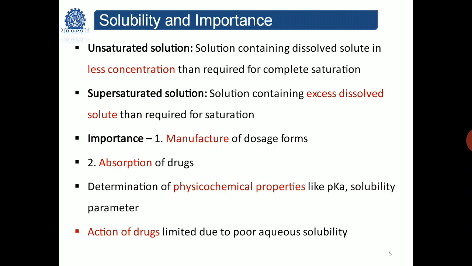The third type of solution is the supersaturated solution. In this case, the solute is present in excess quantity than required for saturation. Let us say 1 gram of solute is required for saturation. In this case, a quantity of solute greater than 1 gram is present in the solution. That's why it is known as a supersaturated solution. Hence, in another way, we can say a solution containing excess dissolved solute than required for saturation is known as a supersaturated solution.